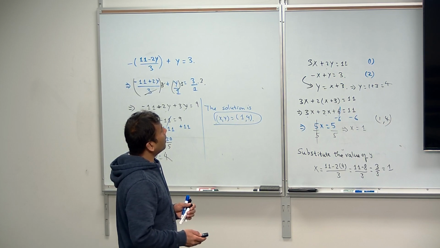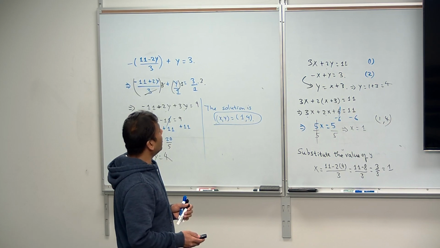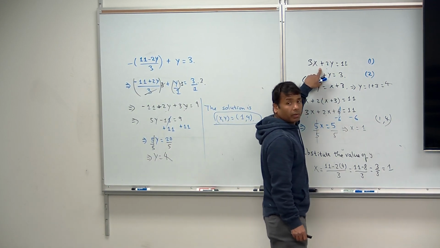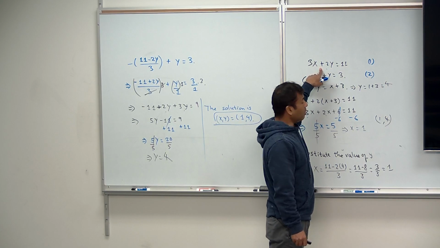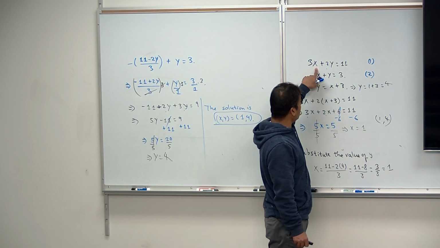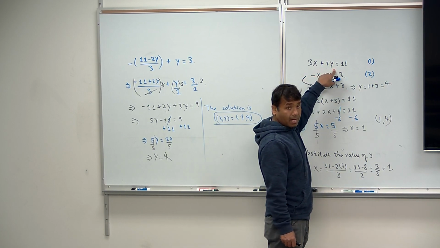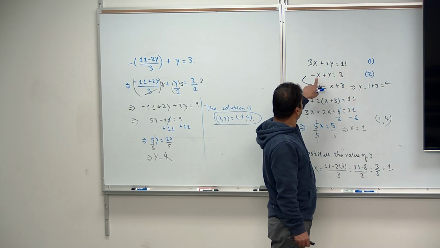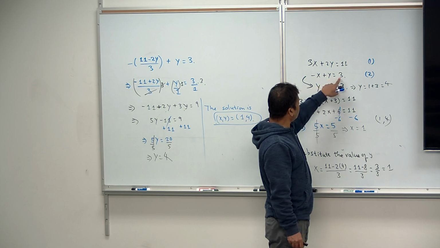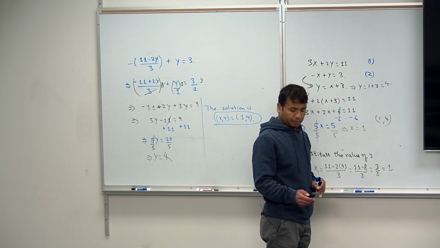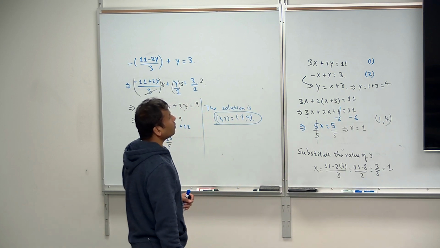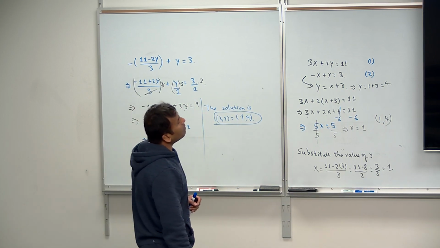Okay, so now you can check. If you plug in x equal to 1 and y equal to 4, it satisfies this equation: 3 times 1 is 3, plus 2 times 4 is 8. 3 plus 8 is 11. Good. Negative 1 plus 4 is what? Positive 3. So the next method is the elimination method.